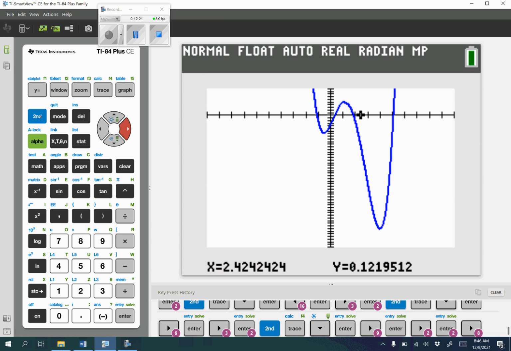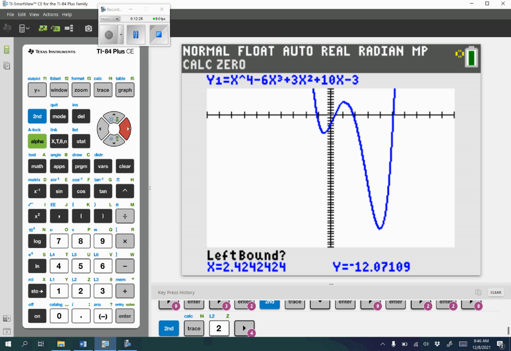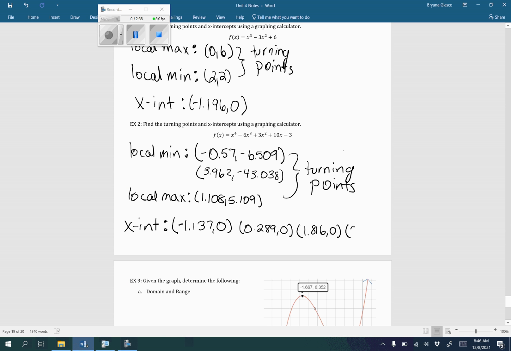Whoops. Oh, we have to go second trace again. That was my fault. Number 2. And now I can use this. So left bound is going to be below, and right bound is going to be above. Oops, I went really above. That's okay. And here we go, our last one. There you go. And there are your X-intercepts. Okay, make sure you watch the last part. That's where we're going to be talking about domain and range and how to write the intervals for increasing and decreasing.